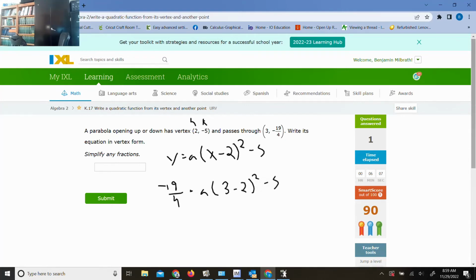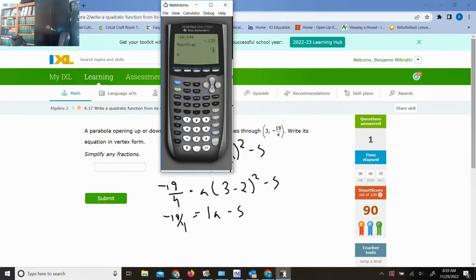It is 3 minus 2. What's 1 squared? Still a 1. So we have 1a minus 5 equal to negative 19 quarters. Normally I'd show you how to do this by hand, but I told you to use a calculator. What are you going to add to both sides? 5. Negative 19 over 4, add 5.